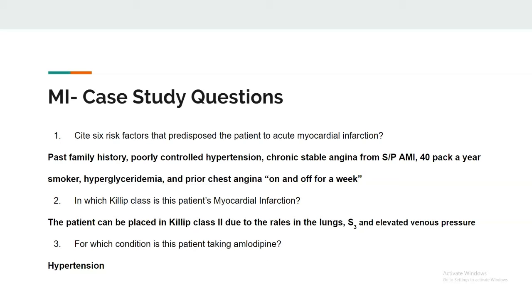So, case study questions that we had: can we cite 6 risk factors that predispose the patient to acute myocardial infarction? Well, first and foremost, he had a past family history. He had poorly controlled hypertension. He had chronic stable angina. He was a 40-pack-a-year smoker, which is a very big one. He had hypertriglyceridemia, so he had a very high triglyceride count.